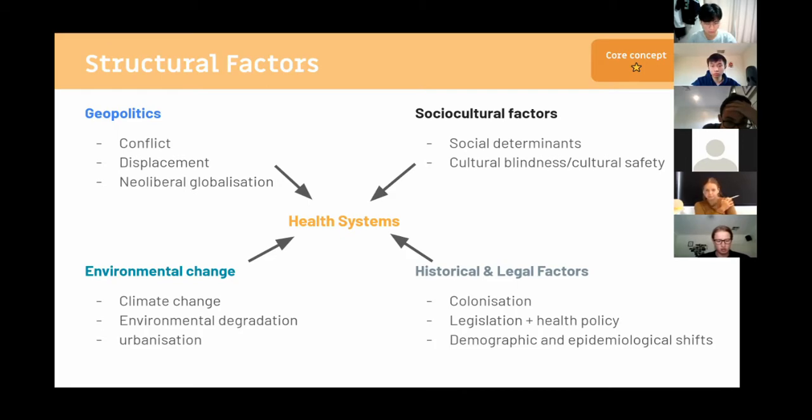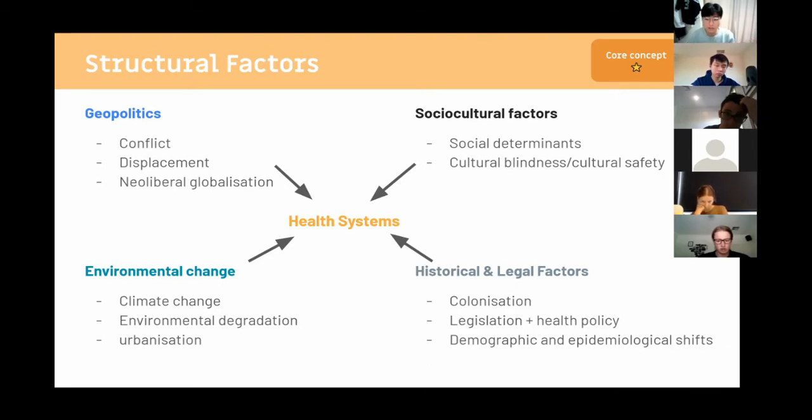Social cultural factors are things like social determinants, cultural blindness, and cultural safety. This is something that you'll be going through in your Aboriginal health modules, I believe. You can be discriminately racist, like saying slurs and things like that. But you could also be racist without acknowledging or even knowing the differences of culture. That's cultural blindness: not recognizing that there are differences in cultures, and not respecting that.